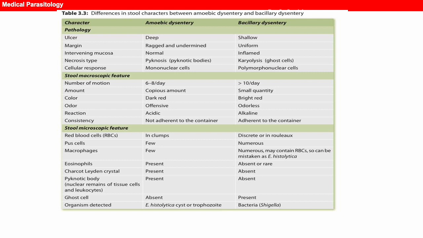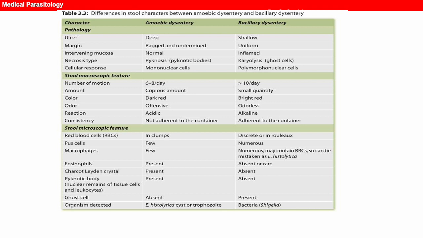And this table shows you the difference between amoebic dysentery and bacillary dysentery. Amoebic dysentery refers to an inflammatory condition of the lower gastrointestinal tract resulting in bloody stools. So this table shows you the difference between amoebic dysentery, dysentery that is caused by an amoeba, specifically Entamoeba histolytica, and bacillary dysentery. Bacillary means it is caused by a bacteria.